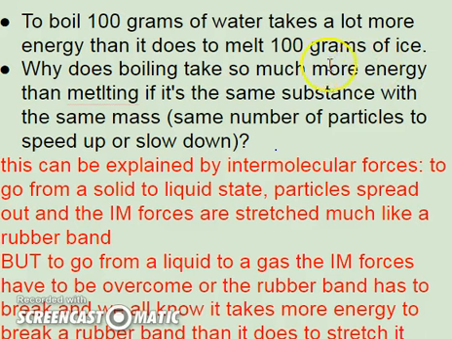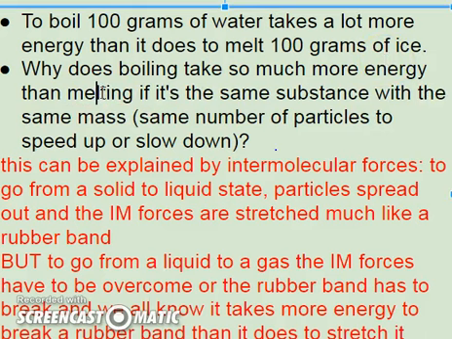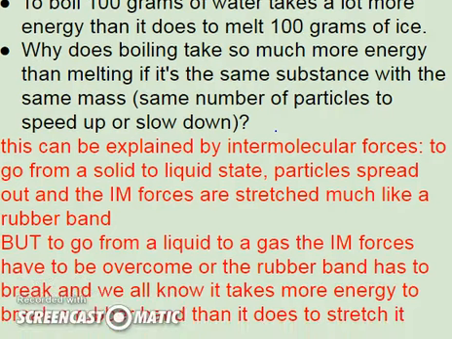It's lots of them because I'd have to take 5 point whatever times 6.02 times 10 to the 23rd, but it's the exact same number of water particles. So why does boiling take so much more energy than it does to melt it? It's the same substance, the same mass, the same number of particles to speed up or slow down. Well, here's the difference. Intermolecular forces.